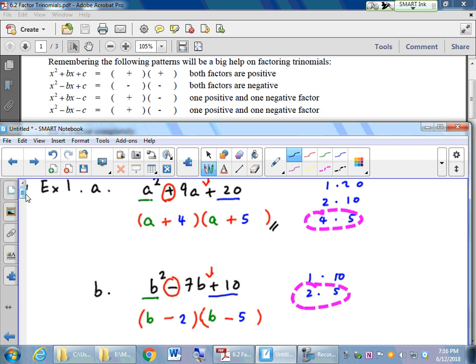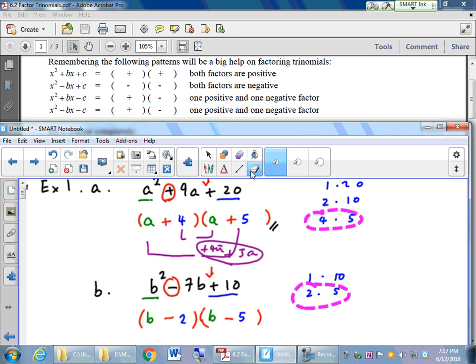So when you FOIL it, all you have to do is check this. The outer is positive 5a, the inner is positive 4a. Notice that this 4a and 5a together gave you what? 9a. So you can easily check. Okay.